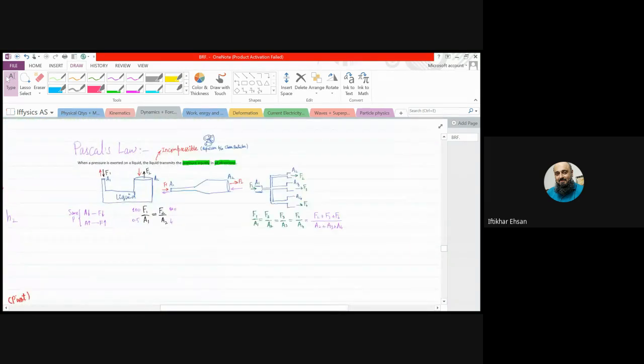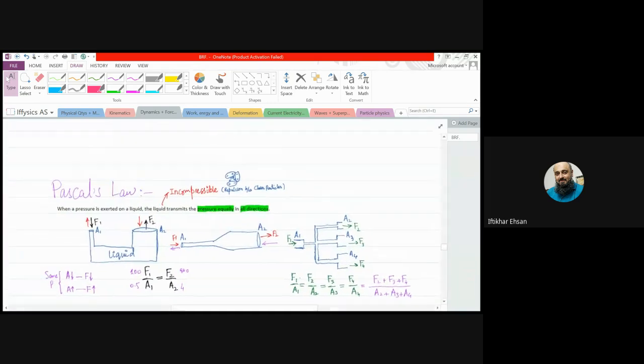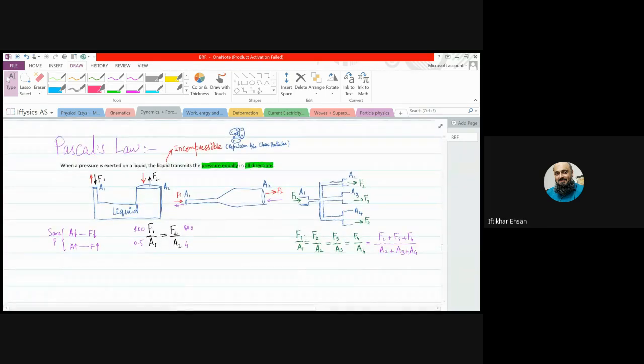Now, Pascal's law. Pascal's law is magical. We have already said or studied Pascal. Why? Pascal is the unit of pressure. It is named after the scientist who made this law. Why was he honored, given so much respect that the unit of pressure was named after him?